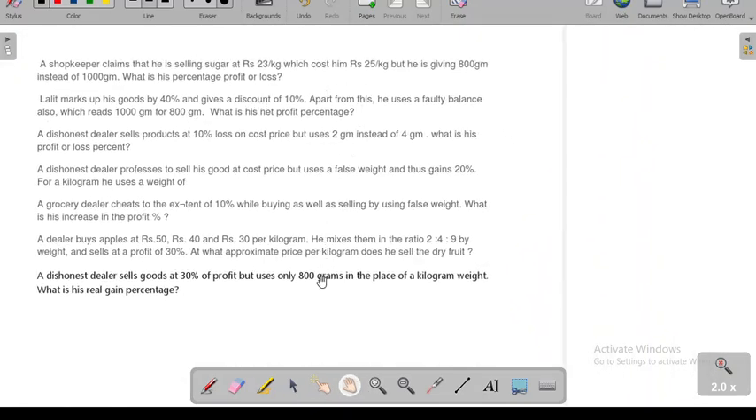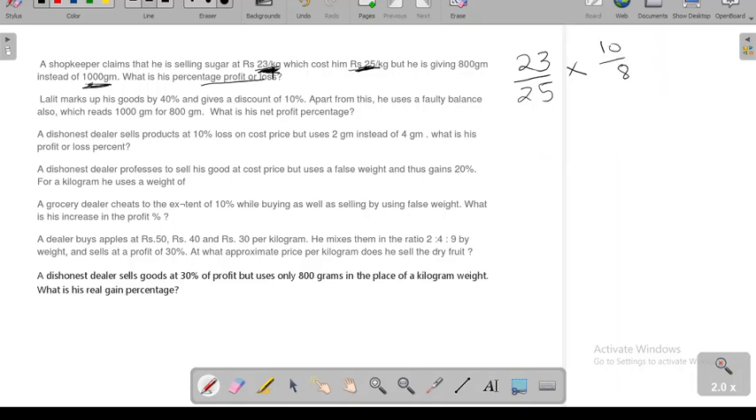A shopkeeper claims that he is selling something at 23 rupees per kg which cost him 25 per kg. This is a loss situation because he is selling something lower than his cost price. So in the loss situation we would write 23 by 25. Okay, but he is giving 800 grams instead of 1000 grams. So this is the profit situation. So we would write 1000 by 800, or we can write 10 by 8. So we will try to write in the simpler form, or you can say easy form.